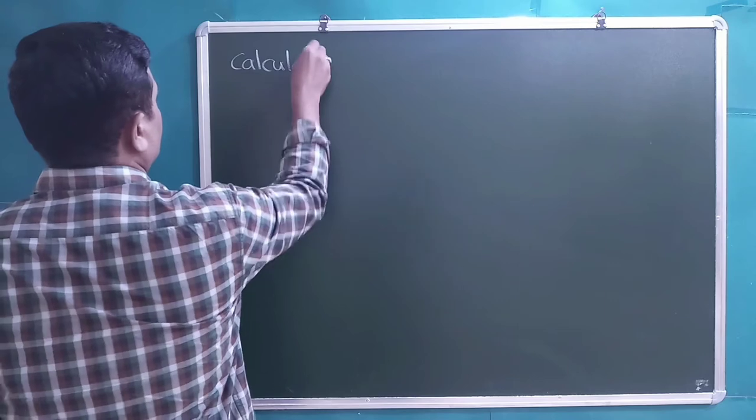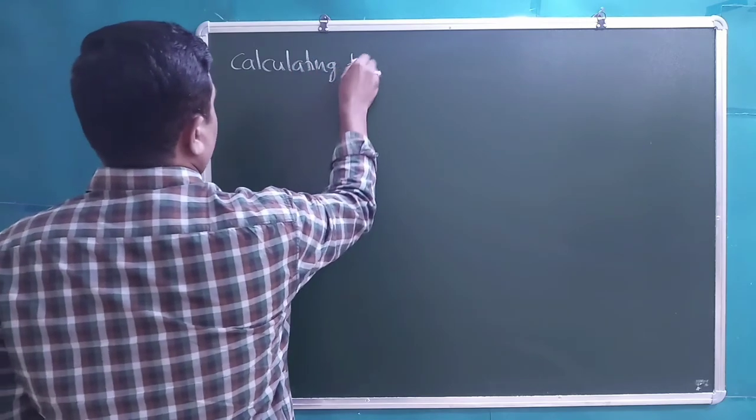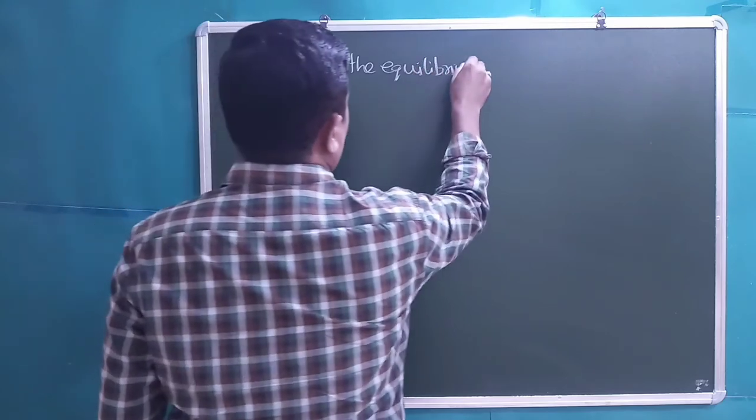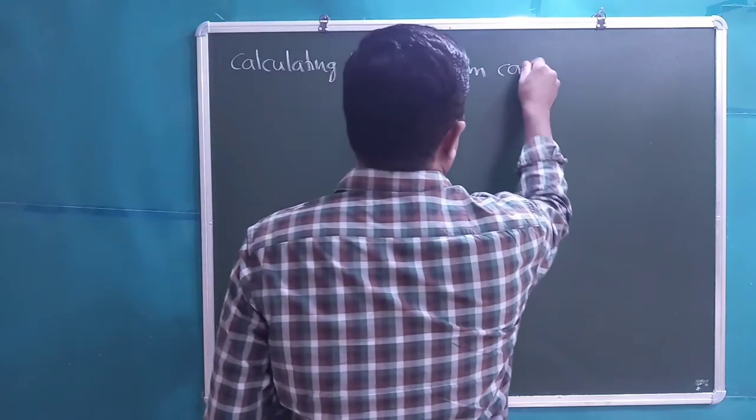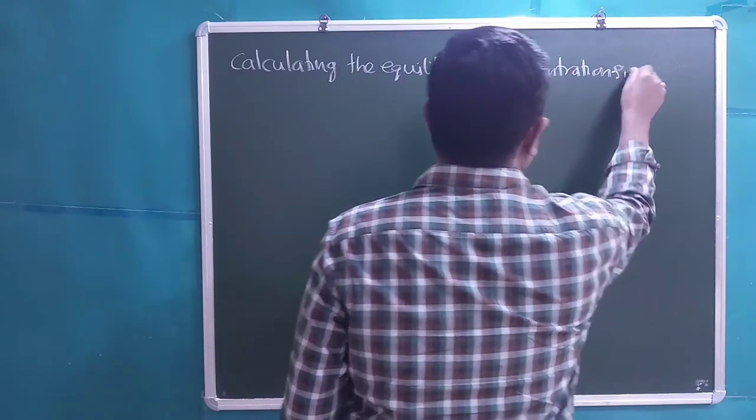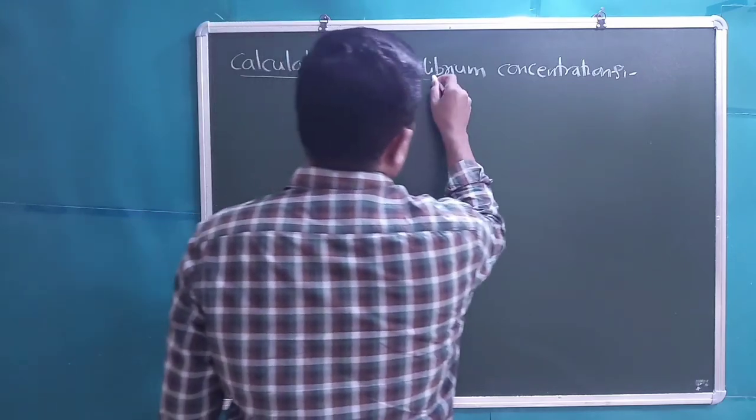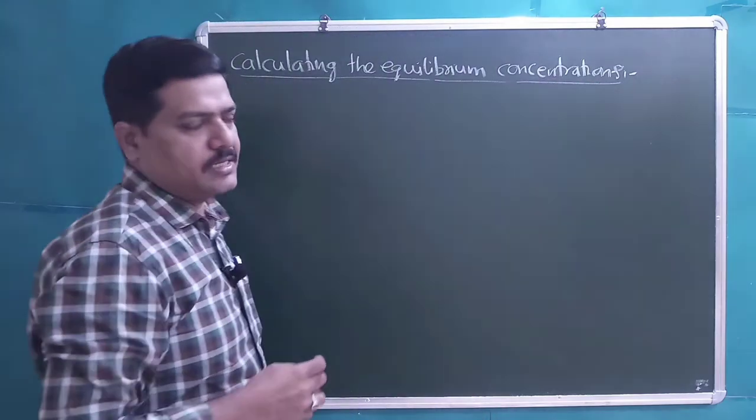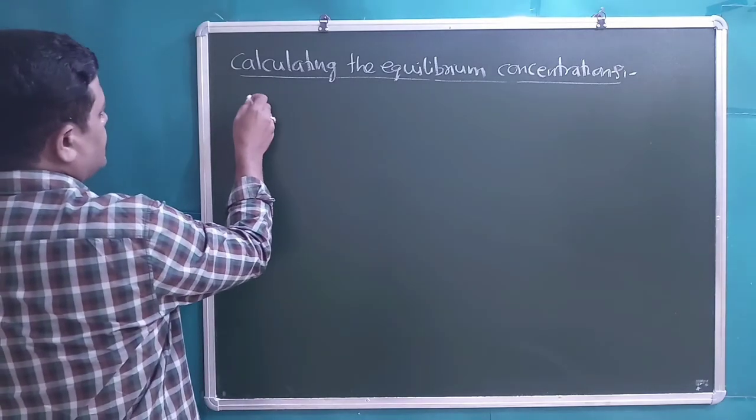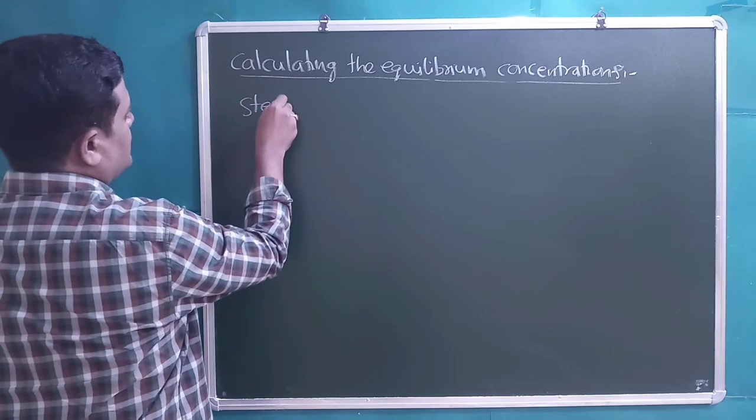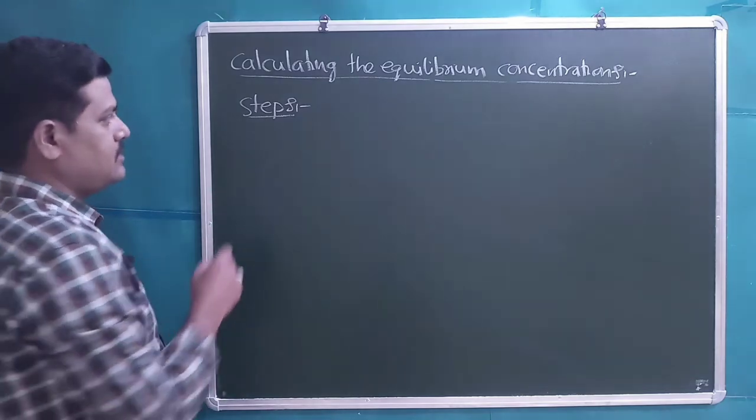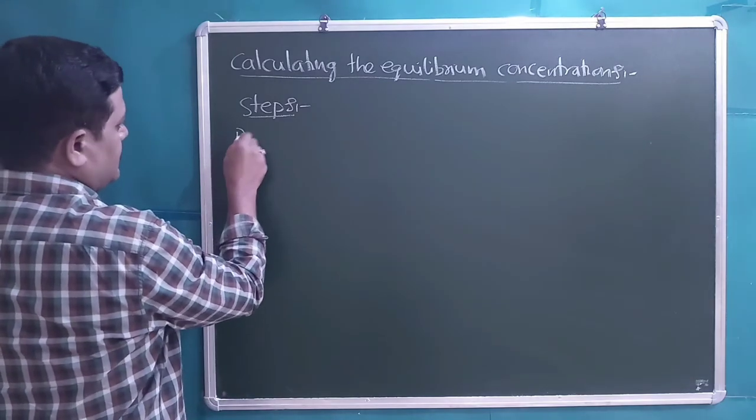Calculating the equilibrium concentrations, which is one of the applications of the equilibrium constant Kc. Students, there are 5 to 6 steps to calculate the equilibrium concentrations. Let us start with step 1.